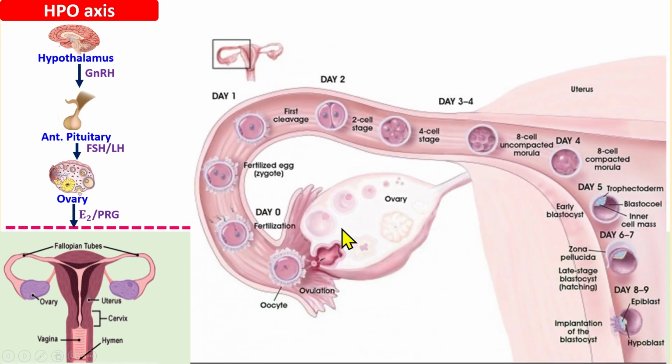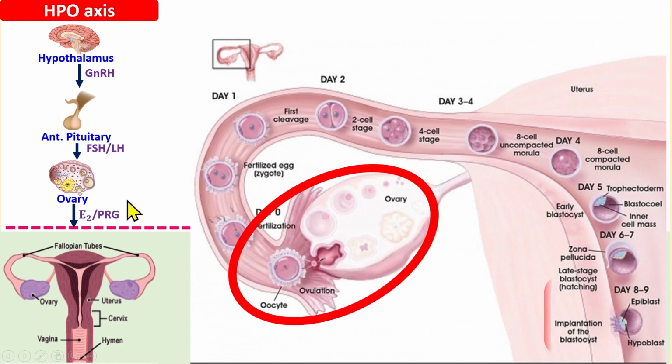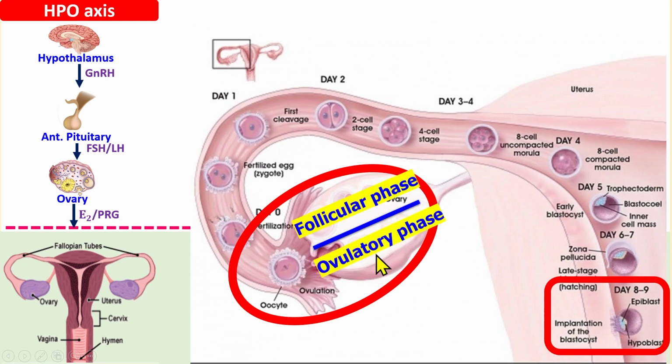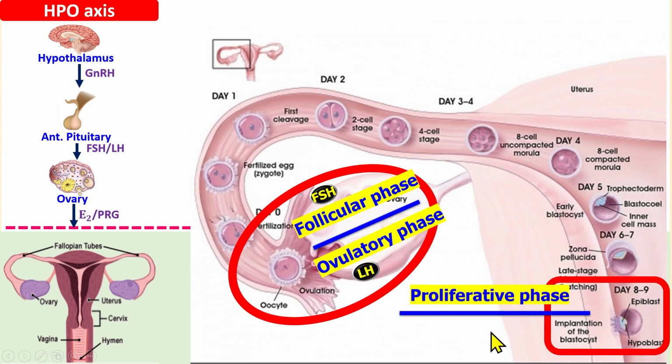If you see this picture, the ovary releases the ovum, and this is going to implant over the endometrium. There are some changes occurring in the ovary due to the action of FSH and LH, and some changes occurring in the endometrium due to the action of estrogen and progesterone. So the follicular phase and the ovulatory phase: FSH acts on the follicular phase, and LH acts on the ovulatory phase. In the endometrium there is a proliferative phase and a secretory phase; estrogen acts on the proliferative phase, and progesterone acts on the secretory phase. So these are the actions of the HPO axis.